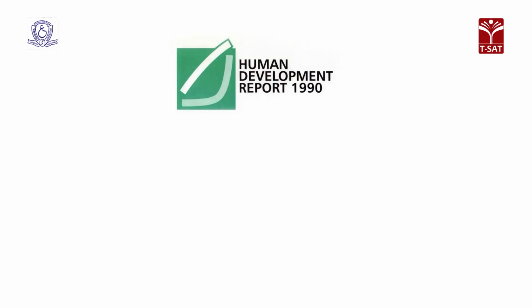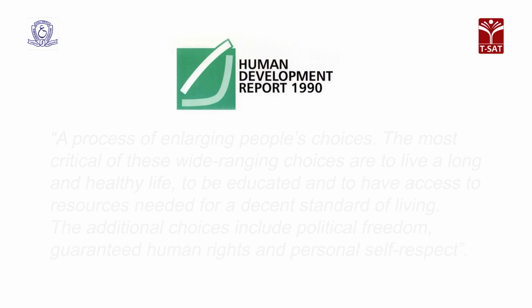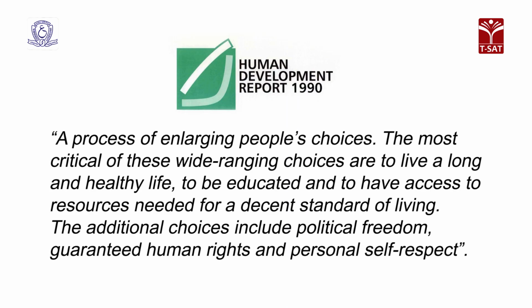Human development was formally defined in the first Human Development Report as a process of enlarging people's choices. The most critical of these wide-ranging choices are to live a long and healthy life, to be educated and to have access to resources needed for a decent standard of living. The additional choices include political freedom, guaranteed human rights and personal self-respect.